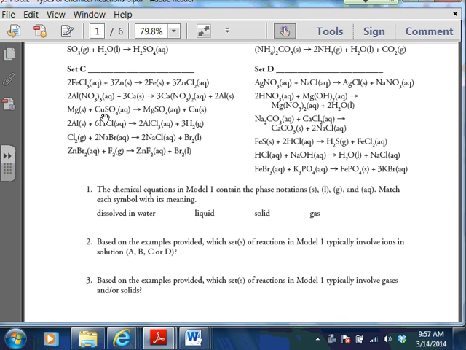So gold is down at the bottom here, and if gold's in a compound, then pretty much any other metal up here can replace it, okay? So that's how that works.